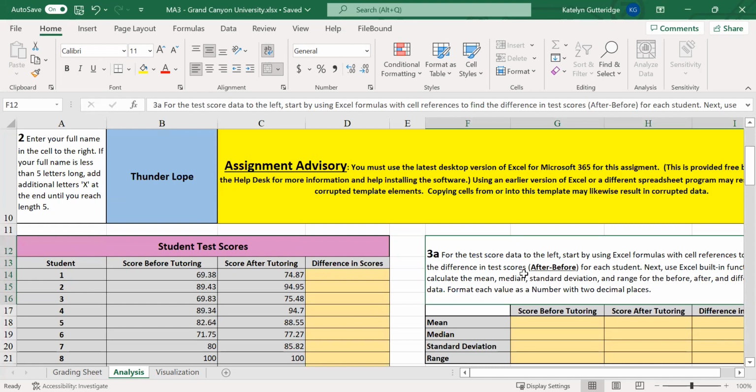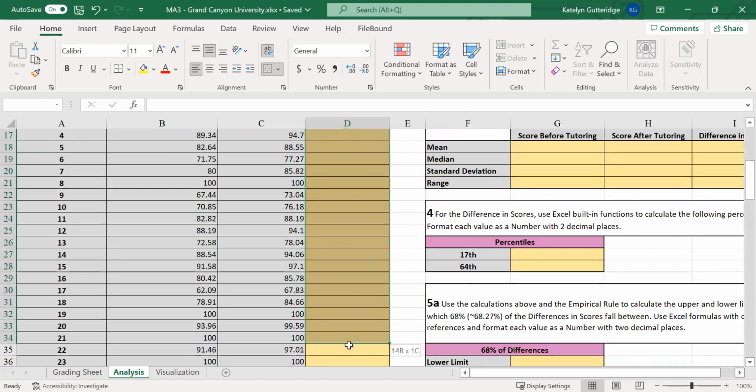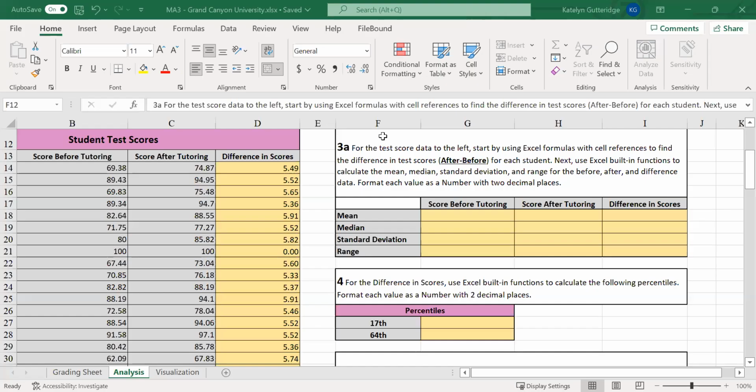The directions tell you in 3A, take the after score minus the before score. So in this entire column D, take each of those after tutoring scores minus the before tutoring using an Excel formula with cell references. Once you have found those difference in scores, you can continue on to the rest of Part 3A and the following parts.